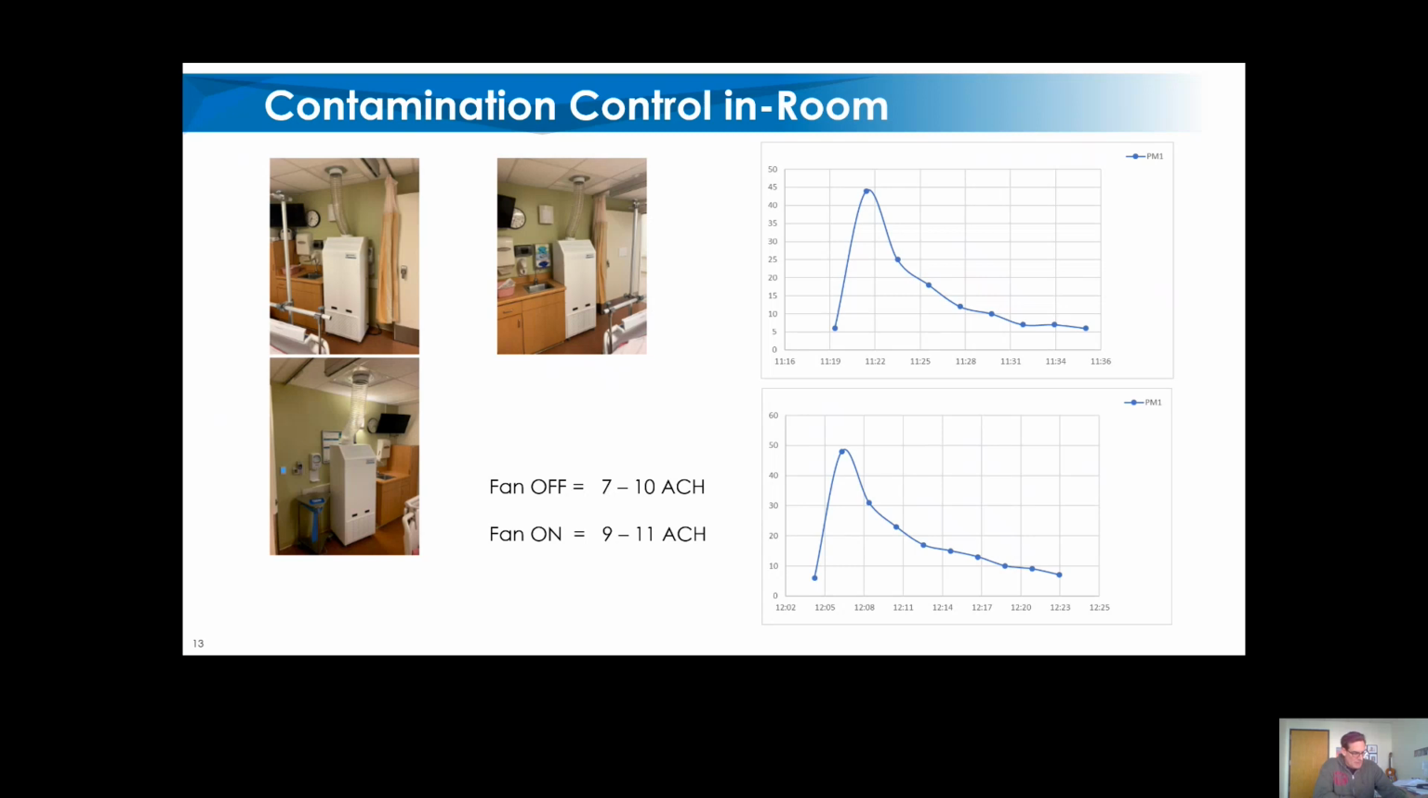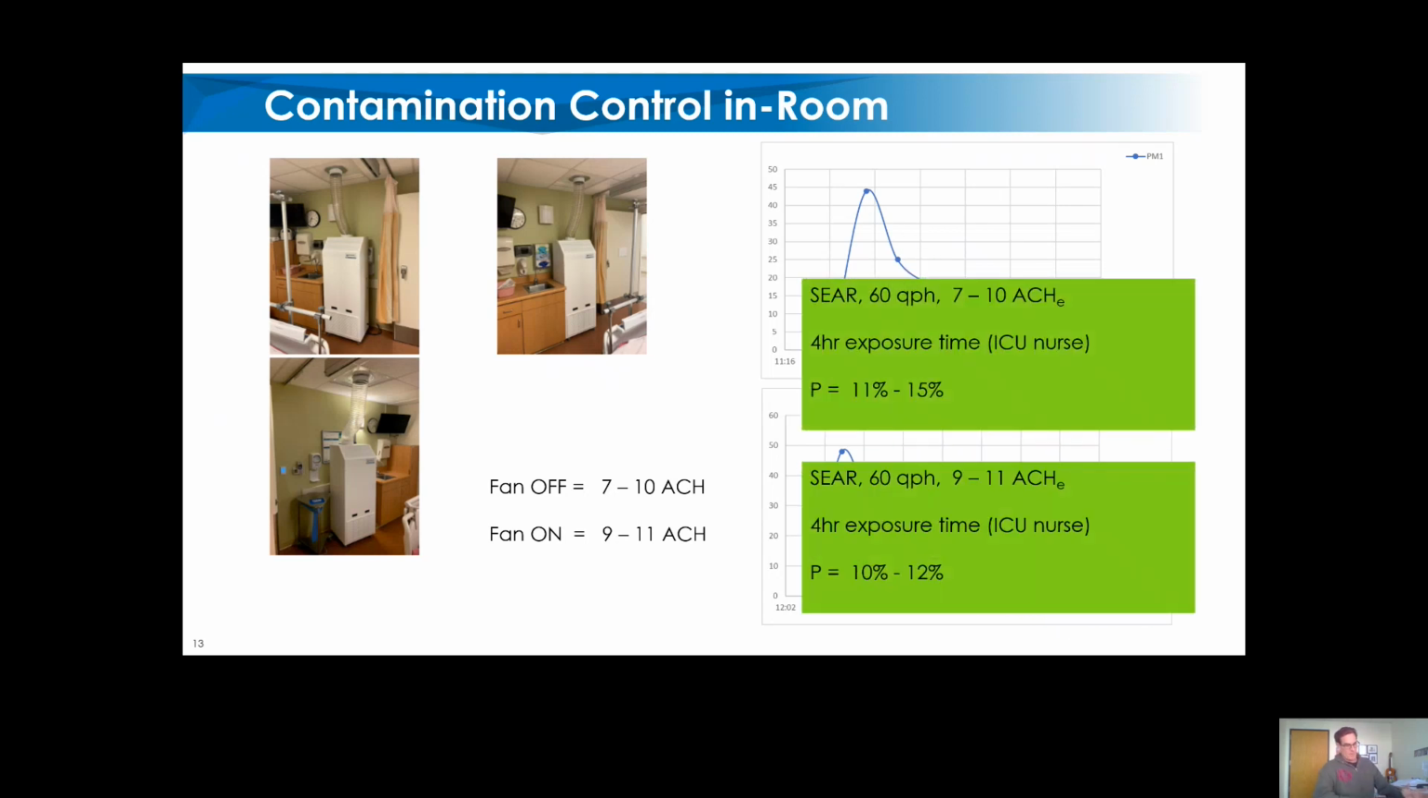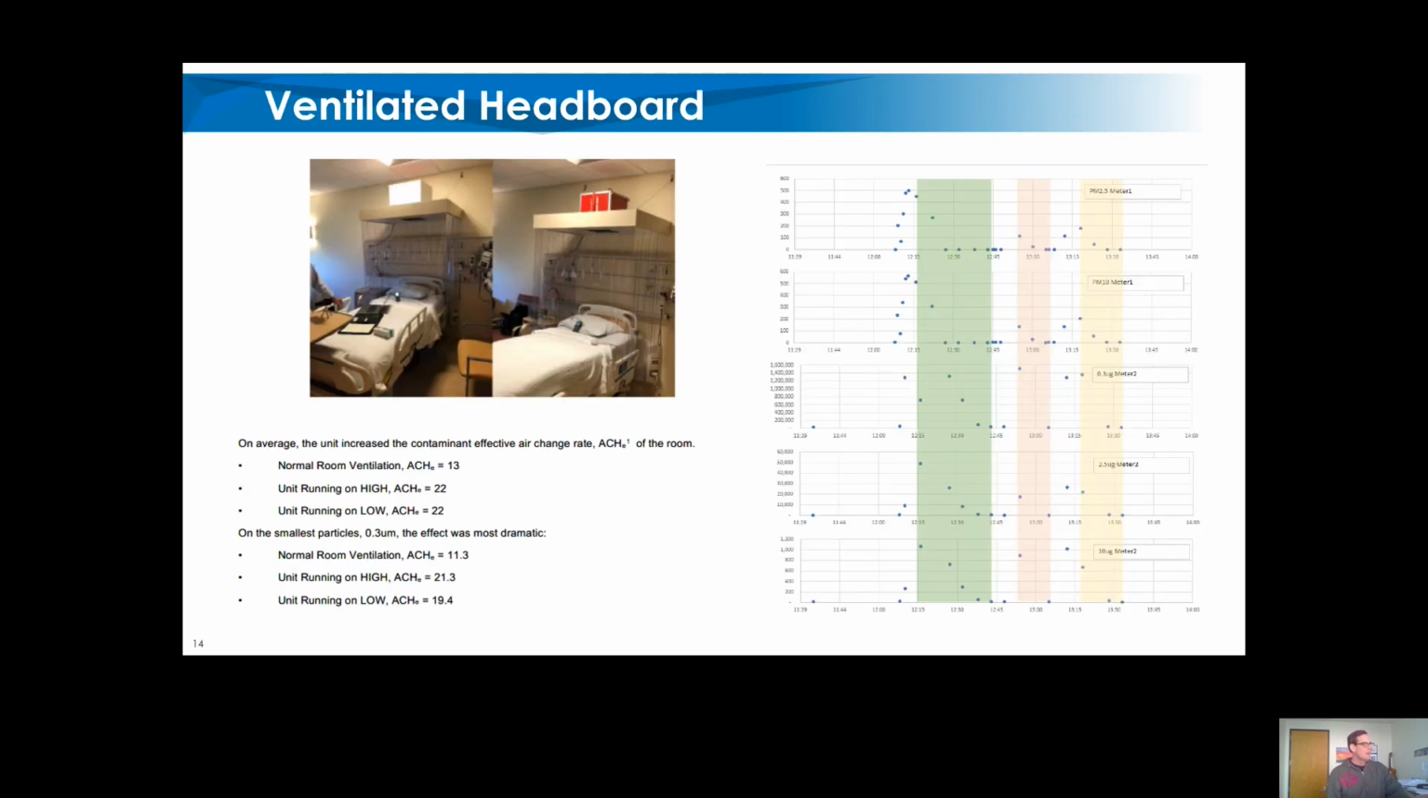This is a patient room. There's a HEPA filter added and it's been ducted out of the room. The contaminant that we used to measure this was hairspray. Measured contaminant removal was between 7 and 11 air changes. And so for an ICU nurse, a 4-hour exposure time, the standard environmental aerosol risk would be just above 10% in both cases. So there's not really a significant improvement that happens here, even though the unit looks really good and it's loud. So you feel like you're really getting something out of that.